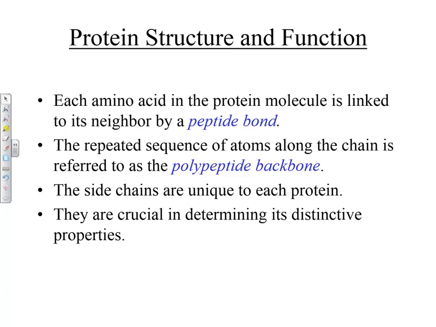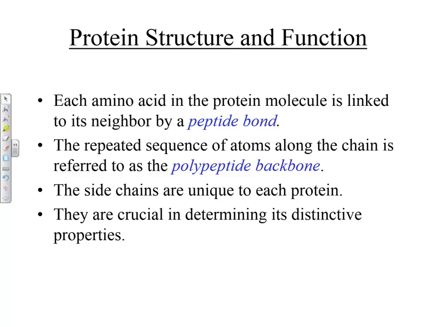So each amino acid in the protein molecule is linked to its neighbor by a peptide bond. And the repeated sequence of atoms along the chain is referred to as the polypeptide backbone. Because remember, if you have a bunch of amino acids linked together by peptide bonds, what is the only thing that is differing? It is the side chain. Everything else is the same.